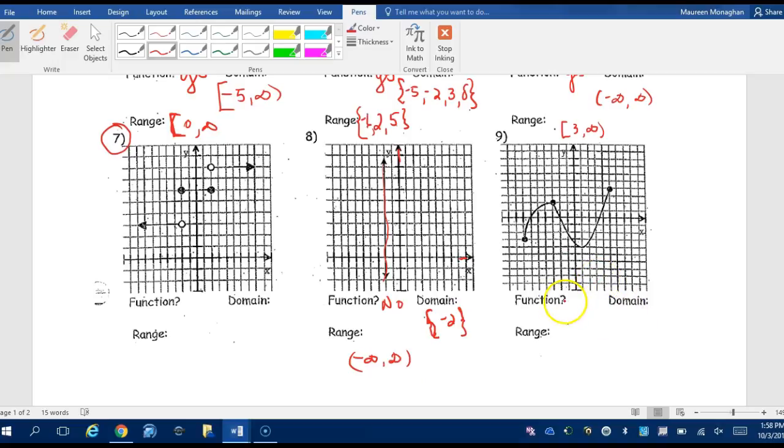Okay. Is it a function? Yes. Domain -7 to 5, because look at what's happening. We're starting here and we're ending here. So the only numbers we're using are between -7 and 5. The range is from this point here up to here. And that happens to be -4 to 4. Okay, so that's domain and range.